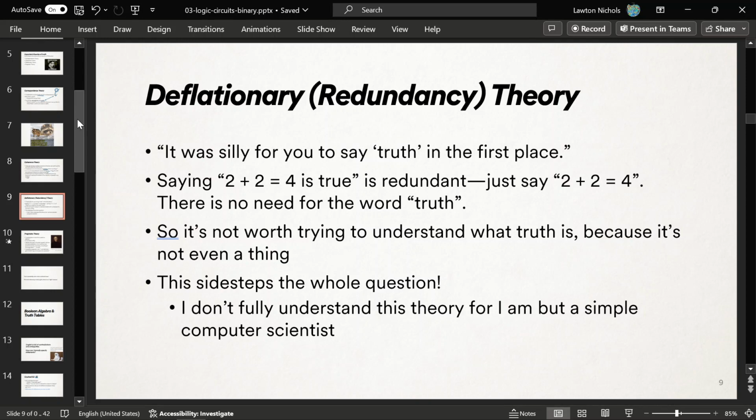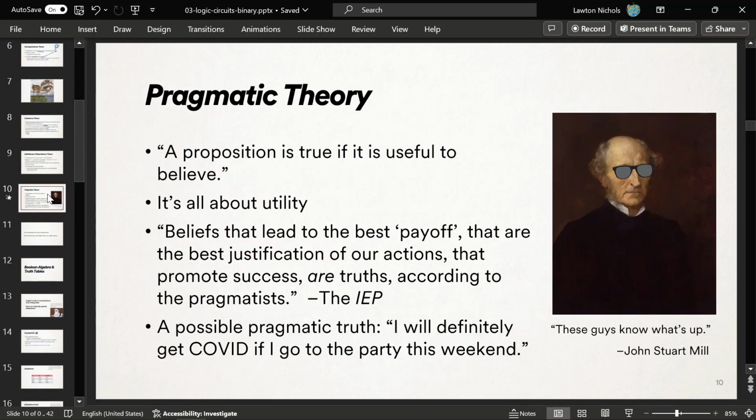But I'm just trying to show you that the world is not as it seems. Maybe even the word truth doesn't have a definition that everybody agrees on. The last kind of truth I want to tell you about is called pragmatic theory.